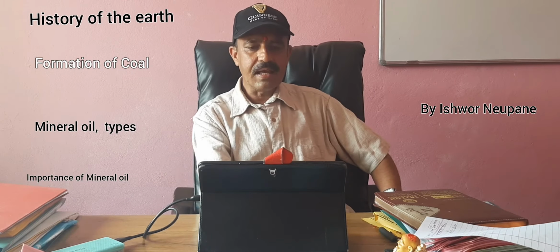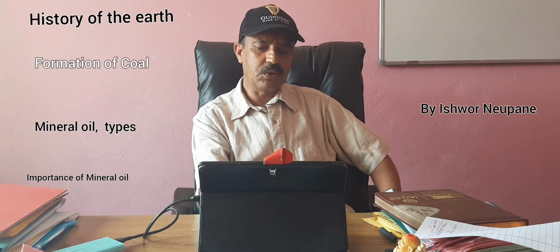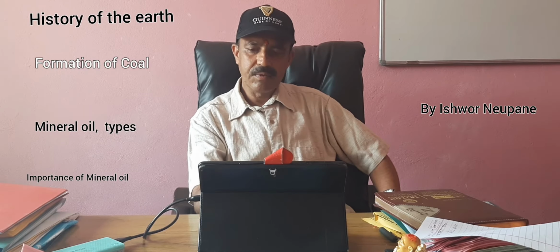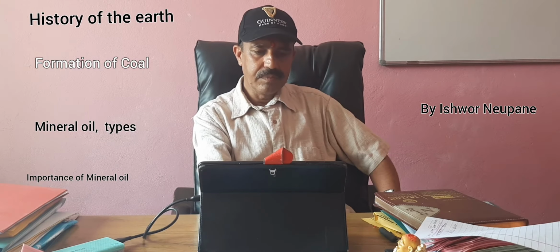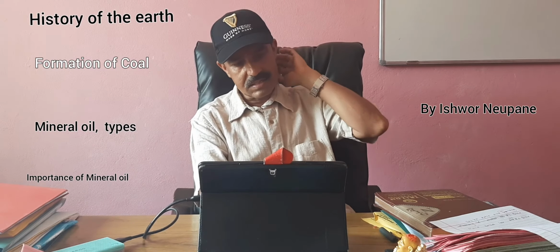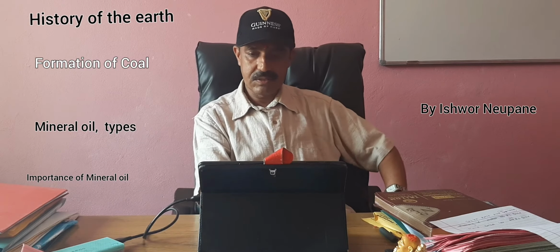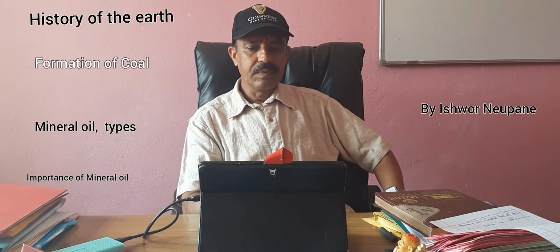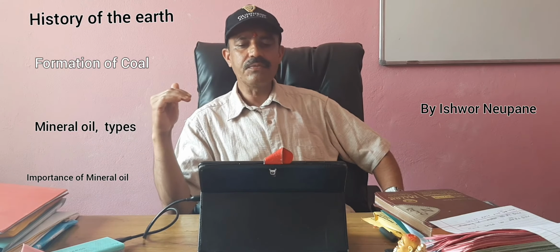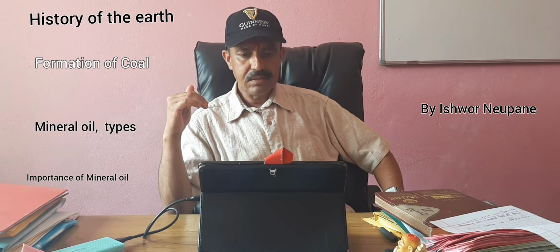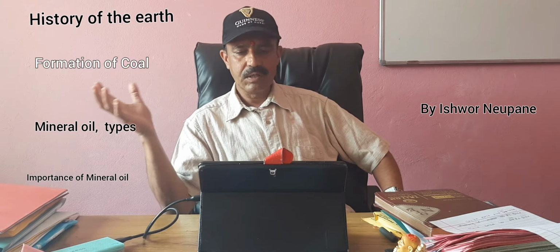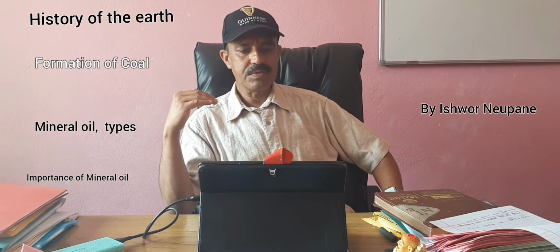When the plants and animals died millions of years ago, not right now, they piled up on the sea bottom and made some layers. As time continued, millions of years passed in the same way, as plants and animals kept dying and piling up at the bottom of the sea.